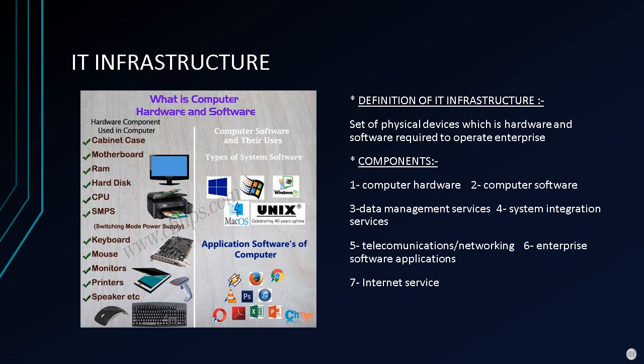The definition of IT infrastructure: a set of physical devices, which is hardware, and software required to operate an enterprise. We have seven components. One, computer hardware. Computer software. Data management services. System integration services. Telecommunications or networking. Enterprise software applications. The last component, internet services.